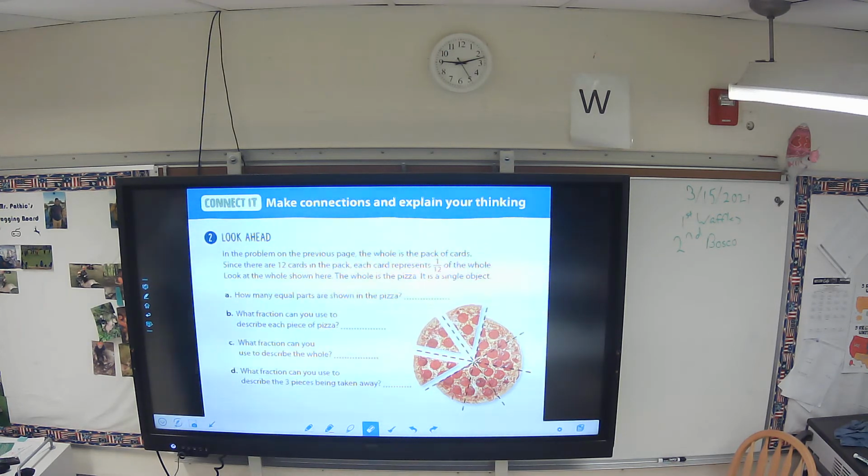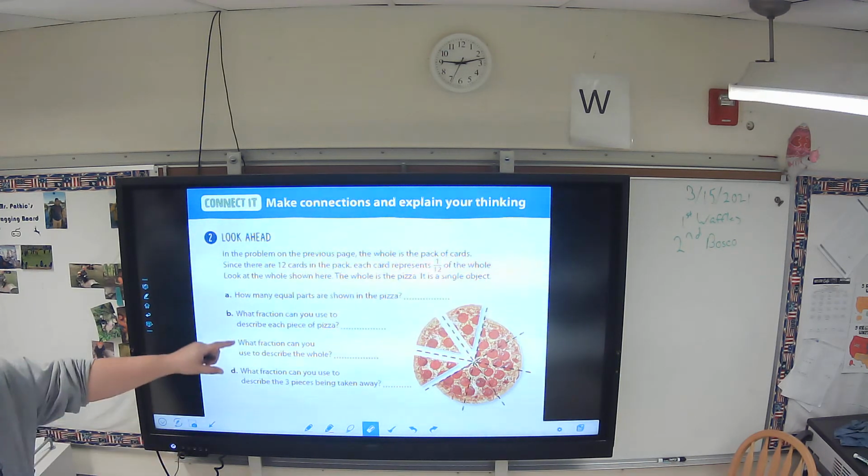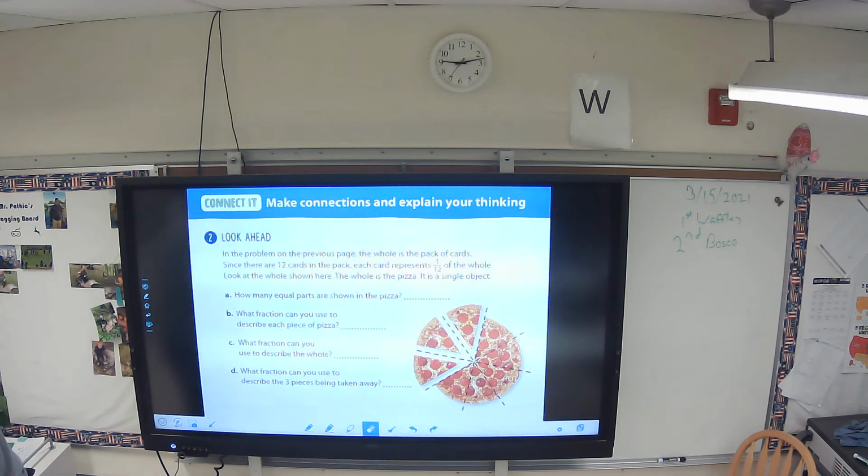Look at the whole shown here. The whole is the pizza. It is a single object, right? Before we were talking about 12 individual cards, right? Now we're talking about the pizza as one whole, correct? How many equal parts are shown in this pizza? How many parts is that pizza divided up into?